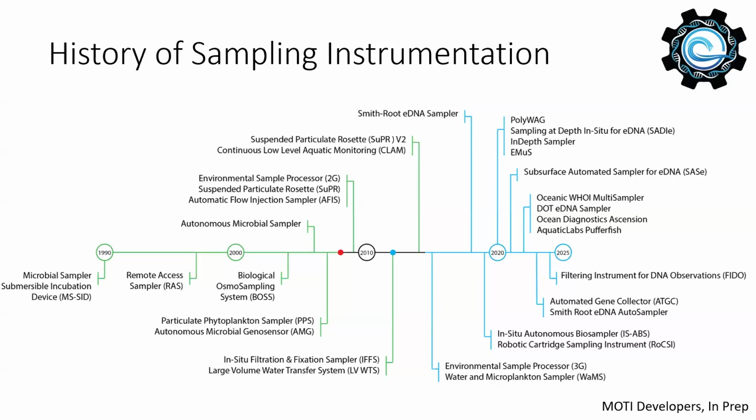The red dot is the Ficatella paper in 2008, and then in 2012 is the blue dot for Foote et al. studying marine mammals. And then all the blue lines, starting with Austin's work with the eDNA sampler at Smith-Root, sort of pioneered this eDNA era of instrumentation that's currently being developed.